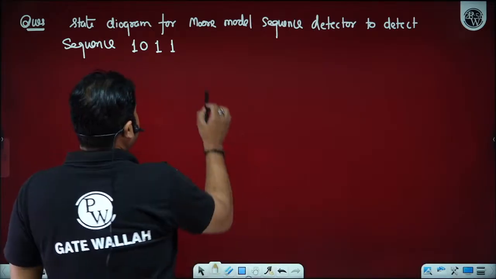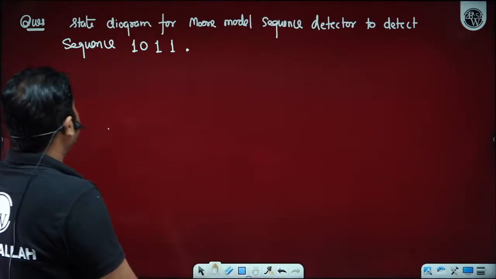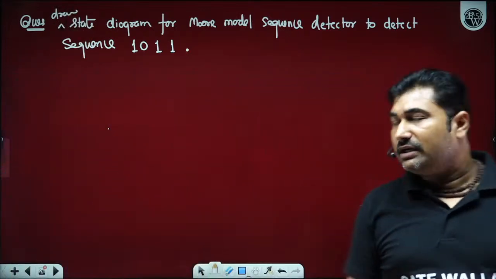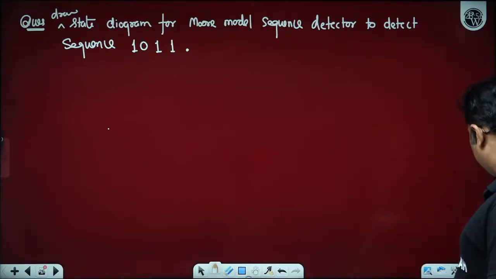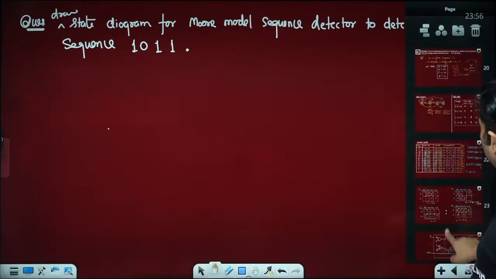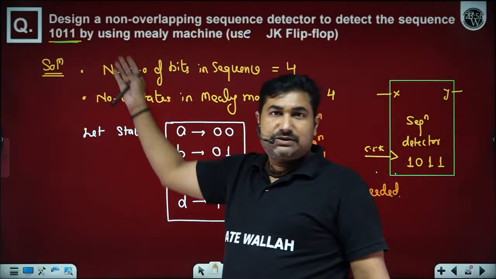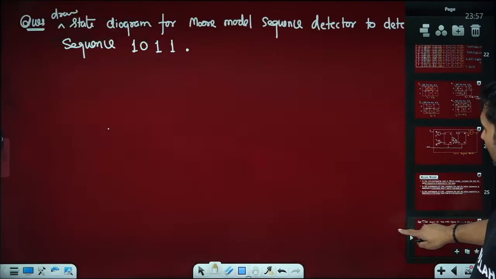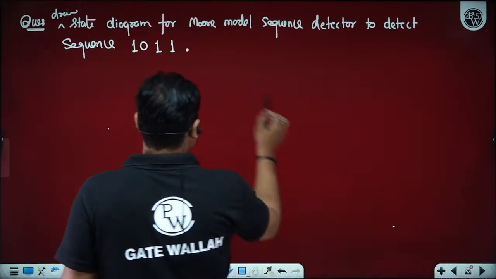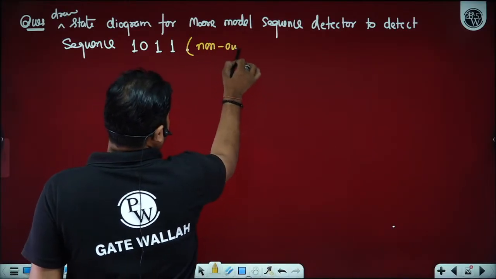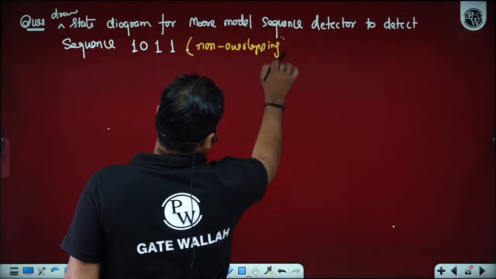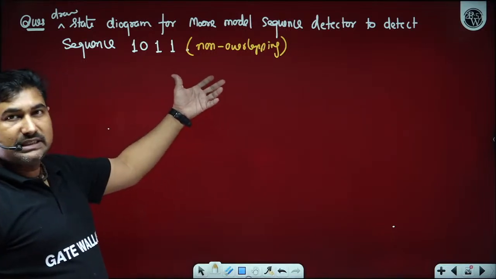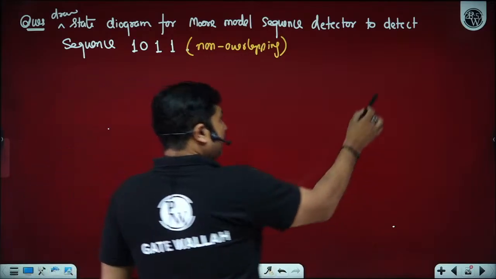Okay. Yes, sir. So draw a state diagram for a Moore model sequence detector to detect the sequence 1011. I have chosen 1011 because you have already designed 1011 using the Mealy model, so you can have a clear difference between Mealy and Moore with this. And non-overlapping. So we have to design a non-overlapping Moore model for the sequence 1011. See, everything is the same.